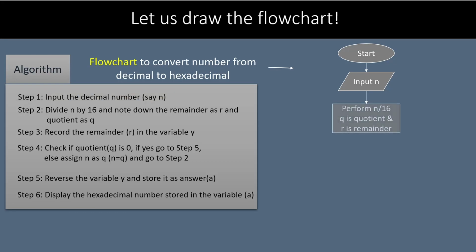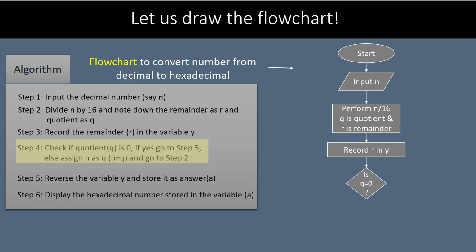Now let us create a processing box and inside it let us write perform n divided by 16, q is the quotient and r is the remainder. Include an arrow to represent a flow. Next, we draw one more processing box to record the remainder in the variable y. Include an arrow to represent a flow. Now create a decision box and write is q equals 0? Create a yes and no branch like this.